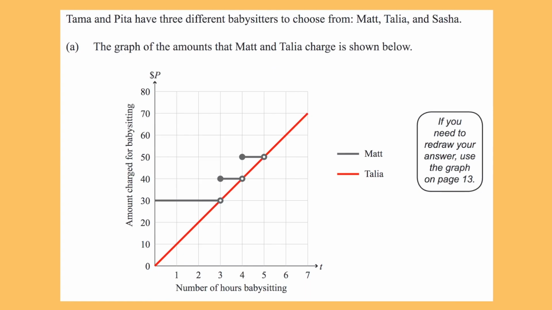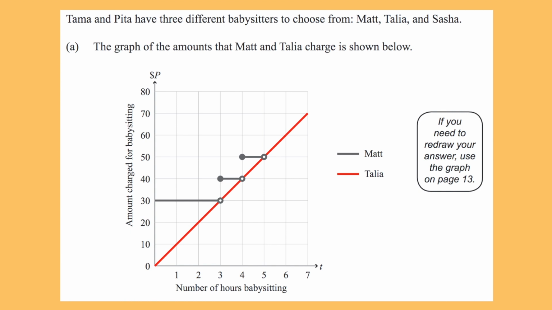Let's start by looking at the graphs in a bit more detail. While Talia's graph is just a line graph, Matt's graph certainly looks different. This is a step graph, and it includes some hollow circles and some filled circles. These are used to communicate whether or not a point is part of the graph.